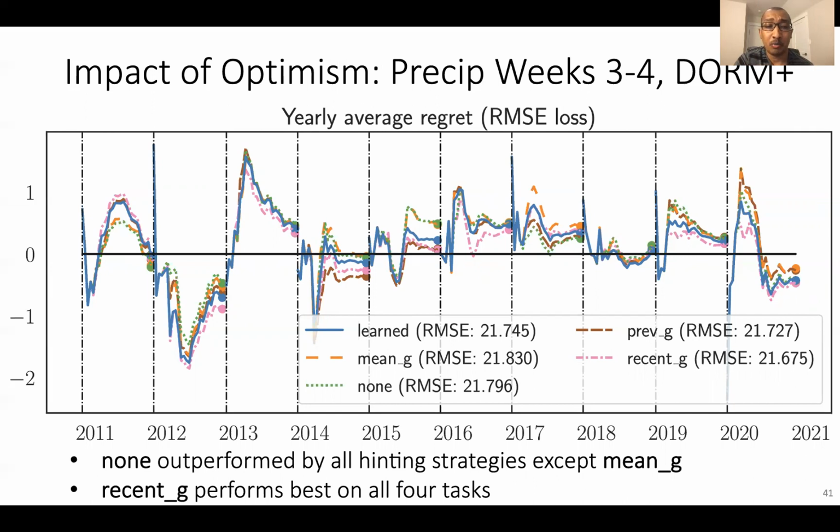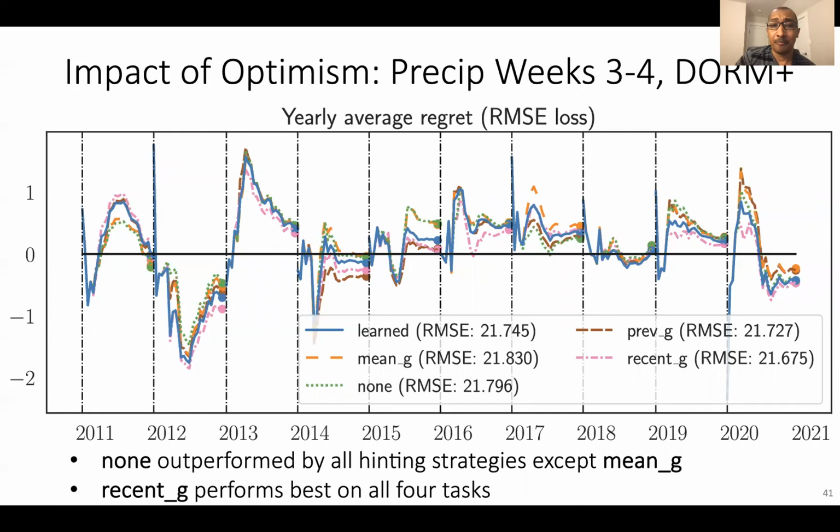We also noticed that recent G performs best on all 4 of the tasks. I'm just showing you a display from precipitation weeks 3 and 4, but recent G is the top performer in all 4 tasks, at least when combined with the Dorm plus algorithm.